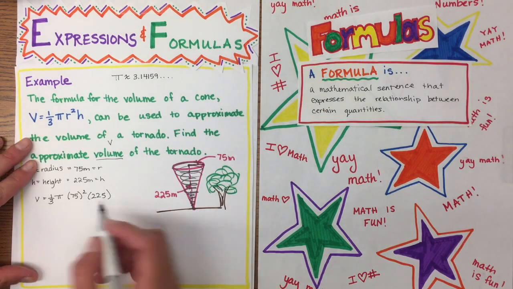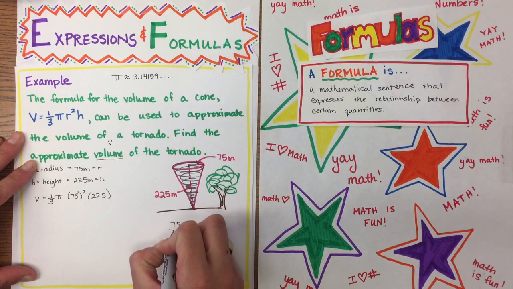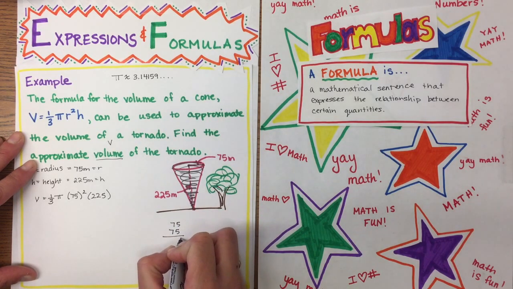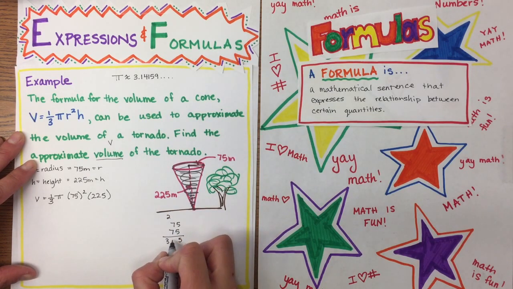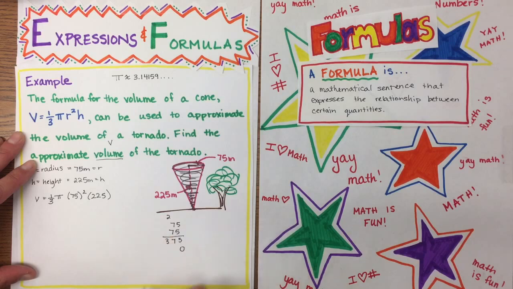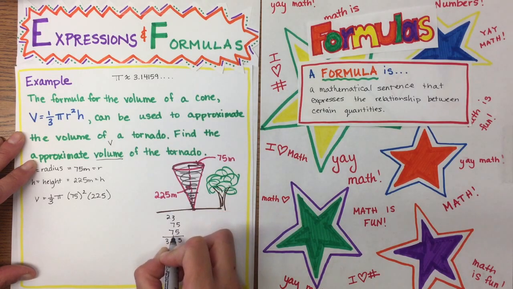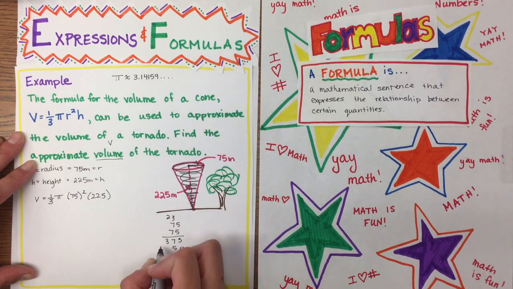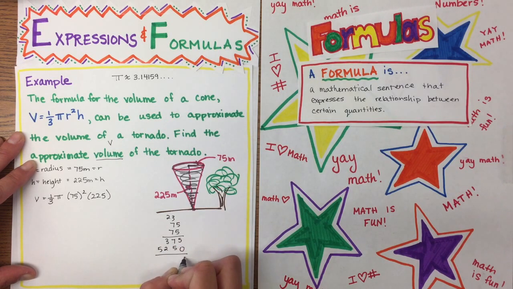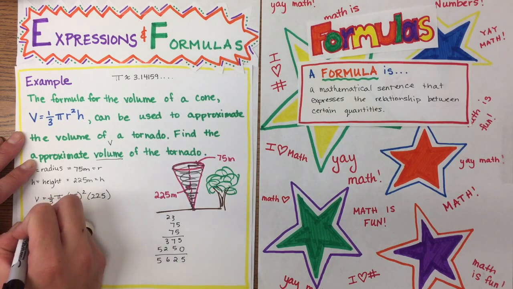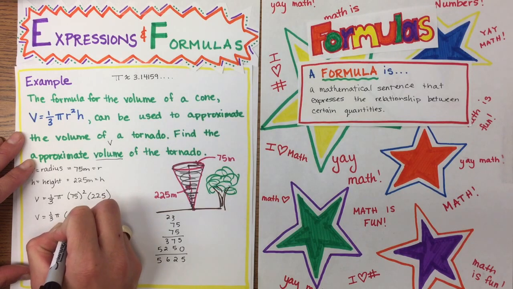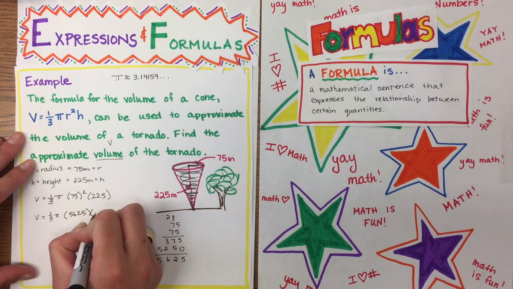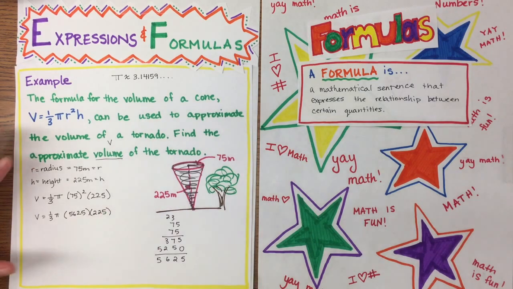So if I take 75 and square it, that's 75 times 75. 5 times 5 is 25. 5 times 7 is 35, plus 2 is 37. 7 times 5 is 35. 7 times 7 is 49, so that's 5,625. So now my volume is 1/3 pi times 5,625 times 225.